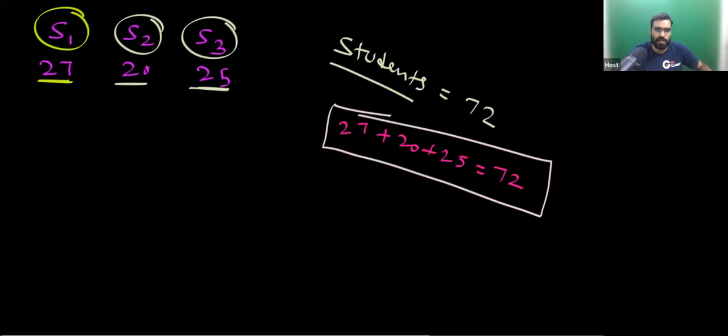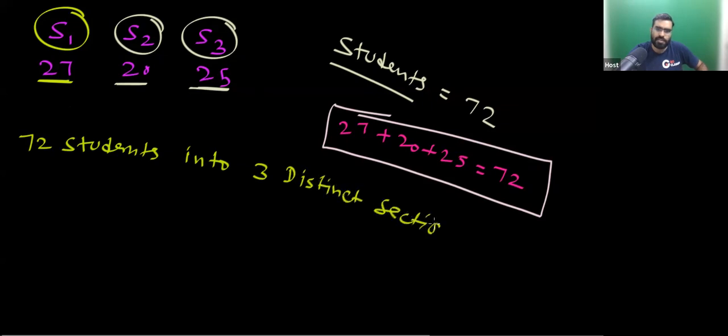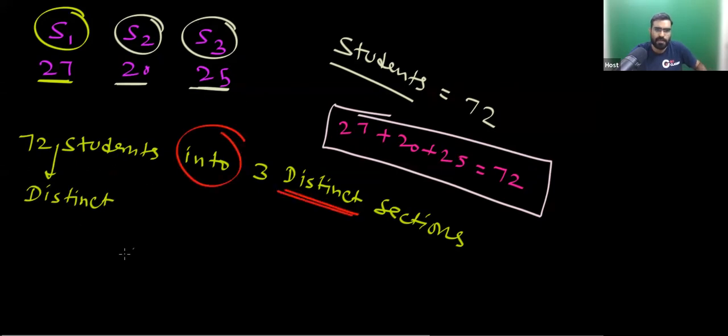Which case is this? We are distributing 72 distinct students into 3 distinct sections. So this is the DODB template. Agree? Distinct objects, distinct boxes. This is your DODB template.